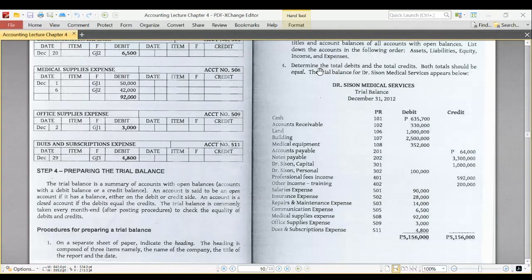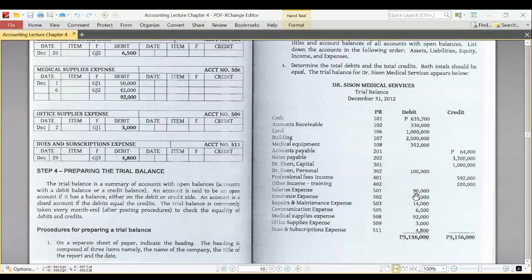So para din siyang accounting equation, yung pagkakasunod-sunod. So debit, assets, and then liabilities, equity, income, and expenses. Okay, so ito yung first na trial balance natin. Pre-closing trial balance. May balances kasi nominal accounts, si income and expenses. Si income may credit side, di ba? Si expenses may debit side.